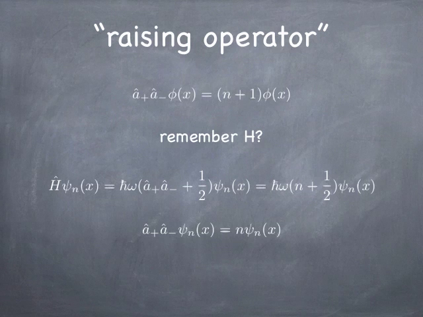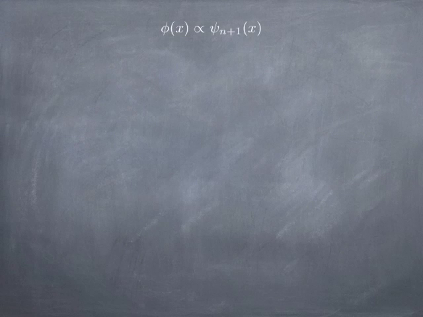A plus a minus is simply the number operator. It tells you the number of the state. And you can see that the phi function that we were proposing before is really just the n plus 1th energy eigenstate. Okay, so what is a plus on psi sub n, just a plus alone? Well, we know that it's got to be something times psi sub n plus 1. But the question is, what is the something? What is that coefficient? It's going to be some kind of coefficient that depends on n.